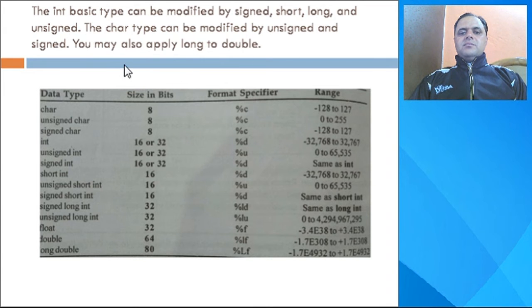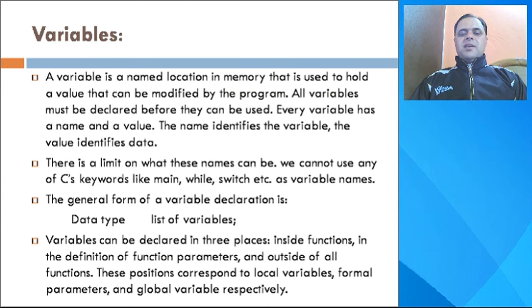So we have some data types, their size, format specifier, which I have discussed in my previous lecture, and range. So character is 8 bits, means 1 byte. %c is the format specifier. Unsigned character the same. Signed character same. Integer is 16 or 32 bit depending on the processor, 16-bit or 32-bit processor. So 16 bits means 2 bytes or 32 bits means 4 bytes, and %d and so on. We have different data types and their size in bits and their format specifier and the range. This is what I have about data types.